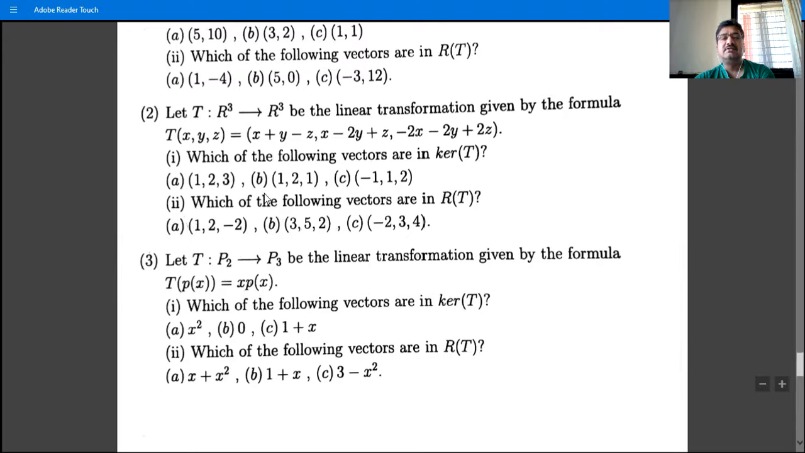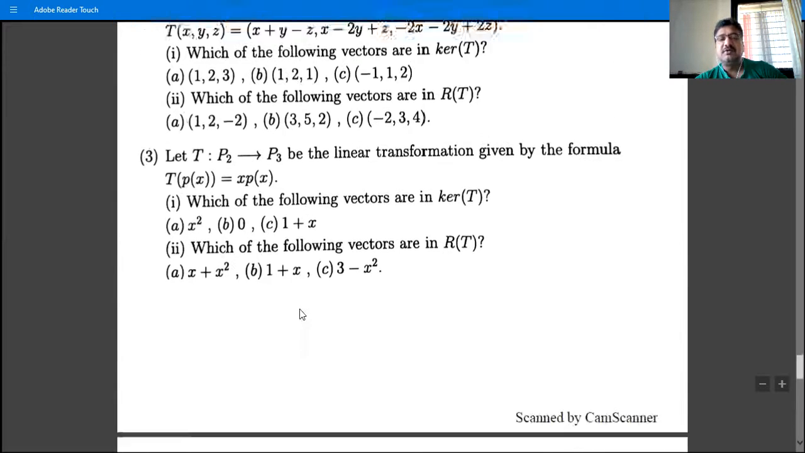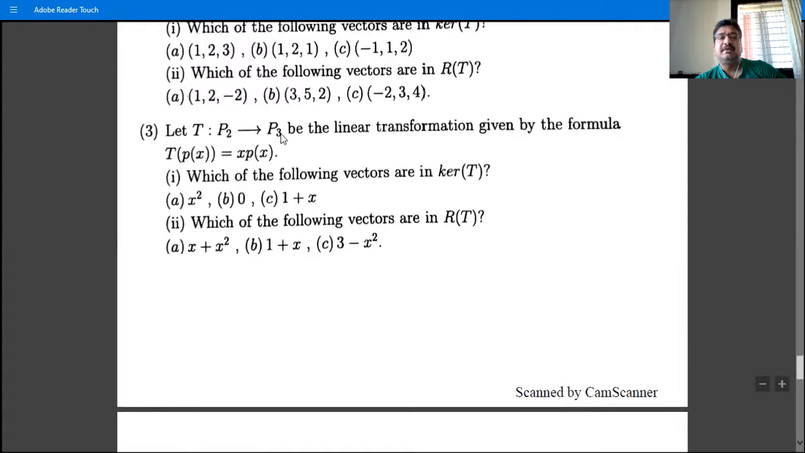So again solve this problem. Solve this problem, P2 to P3, and which of the following vectors are in the kernel of T. So find T of x squared. T of x squared is what? x into p(x), that is, x into x cubed, that is, x raised to 3. And so x squared does not belong to the kernel of T because its image is not equal to 0.